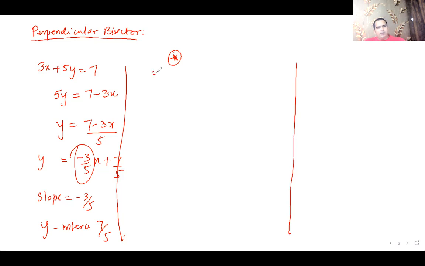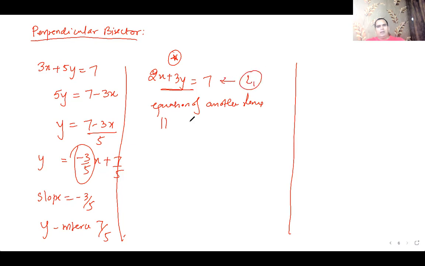So let's say I have the equation 2x plus 3y equals 7, and you have to find the equation of another line that is parallel to this line, let's say this is line L1, parallel to L1, and passes through 1 comma 3. So this is the question here. As you have been given a line, you have to find the equation of a second line that passes through 1 comma 3.